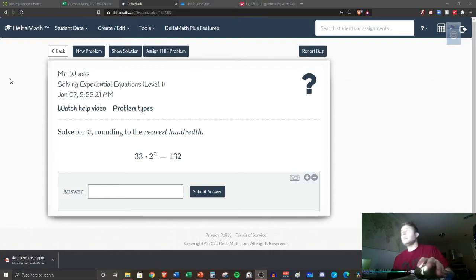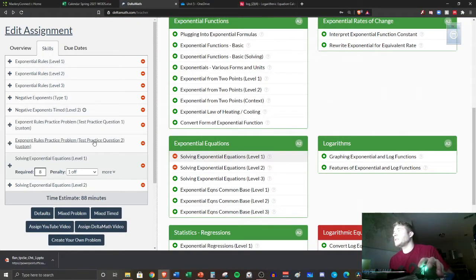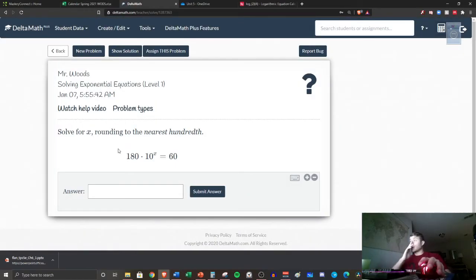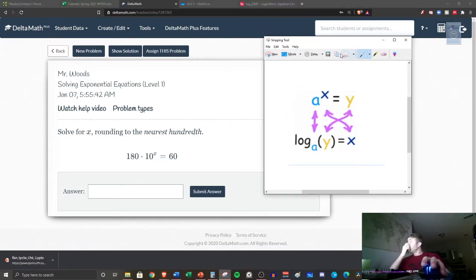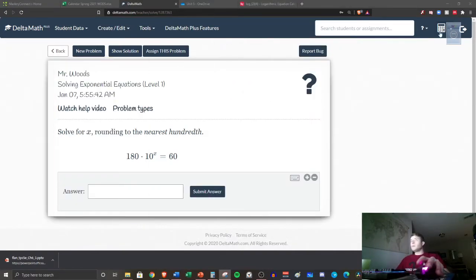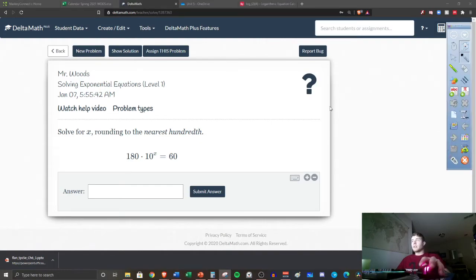Okay, so here is the problem type. Let me go back here. So this is what I gave you a lot of work for the exponent rules, but here are the equations that we're going to be solving, okay, using these logarithms. So this is the first one, the level 1. We'll do both levels and talk through those examples. So it says solve for x rounding to the nearest hundredth. You obviously have a video that you can watch on here, but we need this rule here to help us.